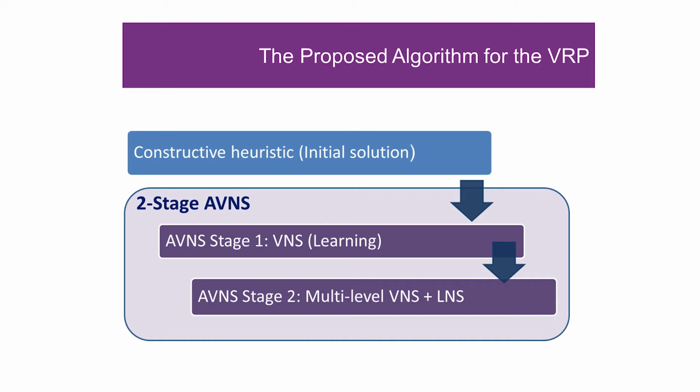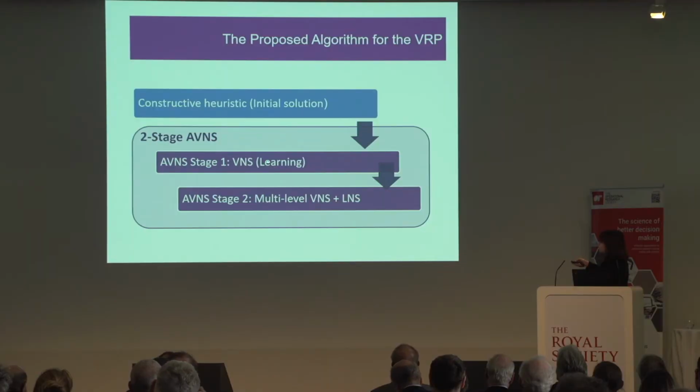In the first stage, I use the variable neighborhood search with learning. Variable neighborhood search is a one-point search meta-heuristic method. There are 3 important steps in the VNS, which are the checking, local search, and also change of neighborhood. So in the first stage, I will record the success of the local search operators, and then I will use this information in my second stage here.